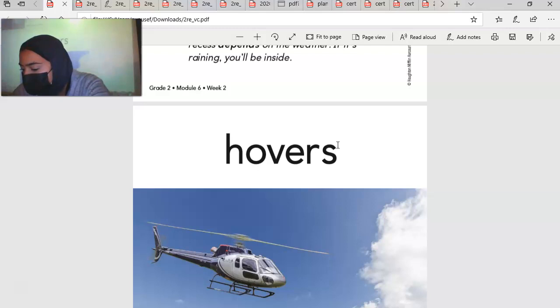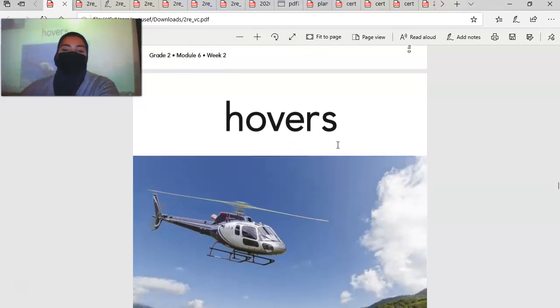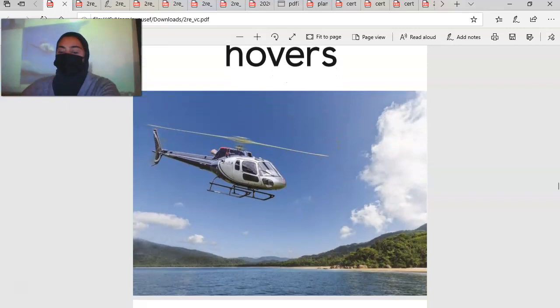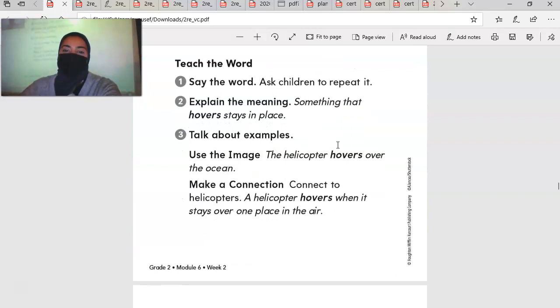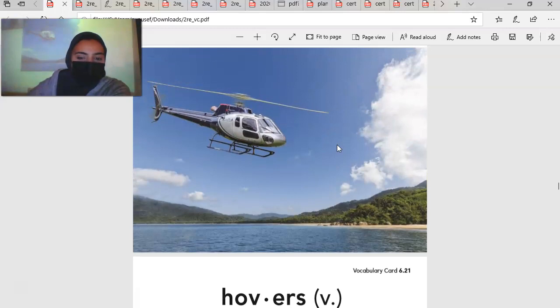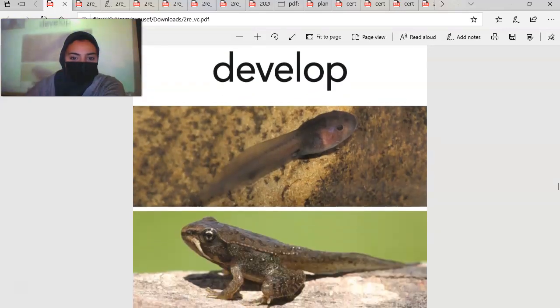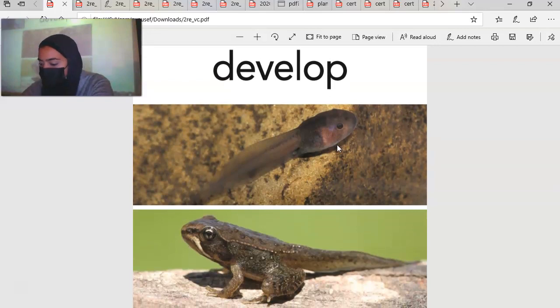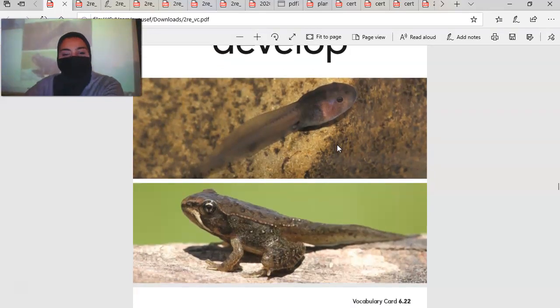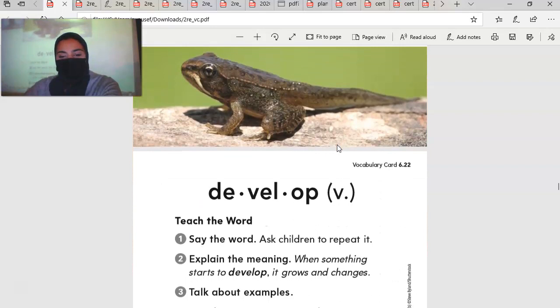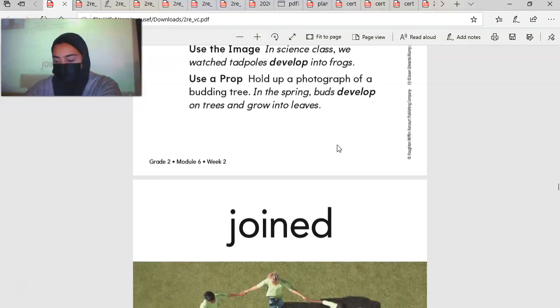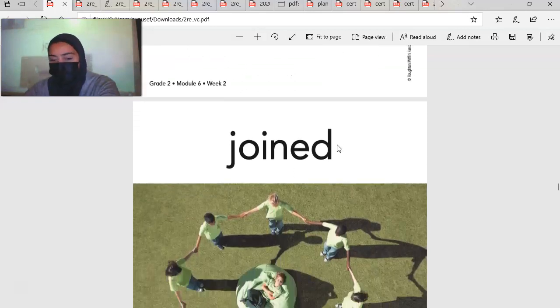All right, and then we have the word hovers. In this picture, the helicopter hovers above the lake or the ocean. Something that hovers stays in one place. So it stays in one place above it. It hovers. Then we have develop. This tadpole develops into a frog. So to develop is when something changes. It grows. It develops. All right, and then the last word is joined.